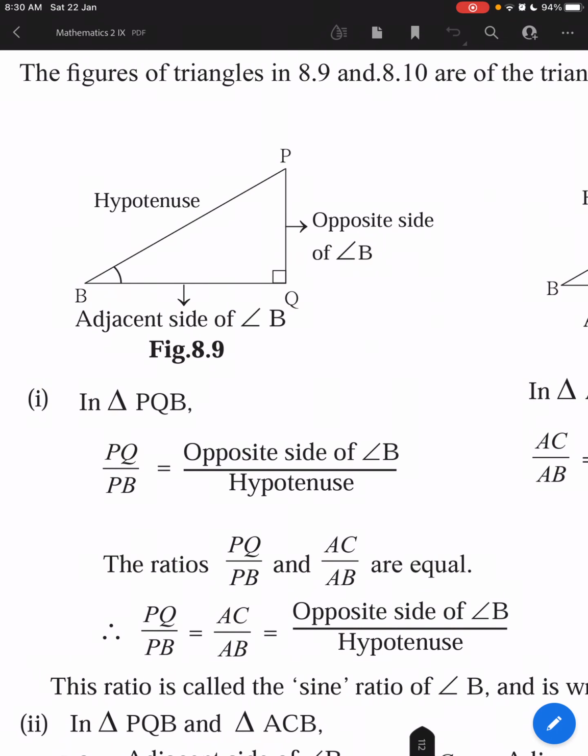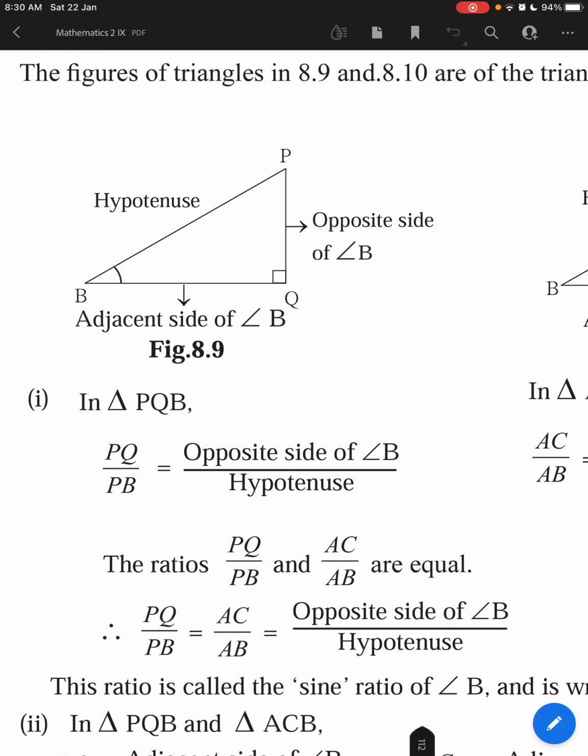The ratio which contains the opposite side of a given acute angle and the hypotenuse, that ratio is known as the sine ratio. SINE, sine ratio. This ratio is called the sine ratio of angle B and it is written in brief as sin, sine of angle B. There is no symbol of angle, you can write only the name letter of the angle, sin B. This is the first definition of a trigonometric ratio, like sin B.